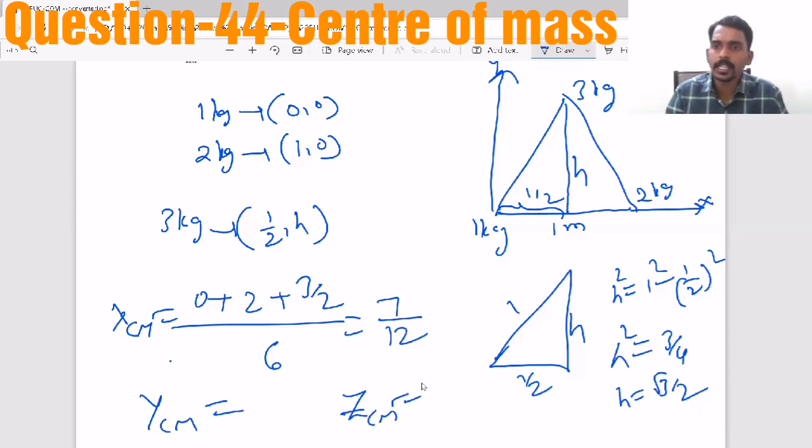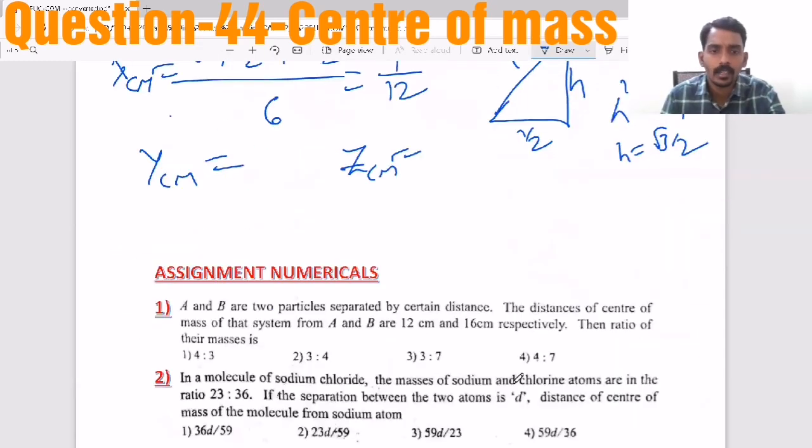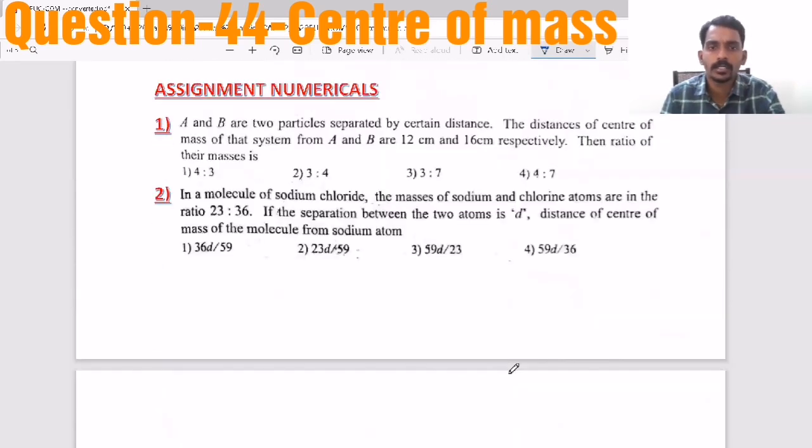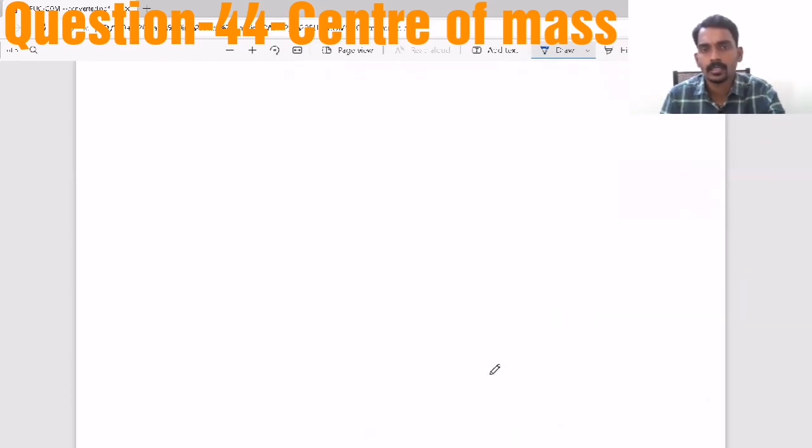So this is how you have to deal with the center of mass of a point particle system, a system of n point masses, and also the center of mass of a two particle system separated by a distance d. Based on the same thing, I have given the assignment questions also. Please try to solve and practice them, then you will get the idea. So this is all about the basic questions which can be asked based on the center of mass of a system of n point masses. Thank you all. We'll continue in the next session with the next lecture.